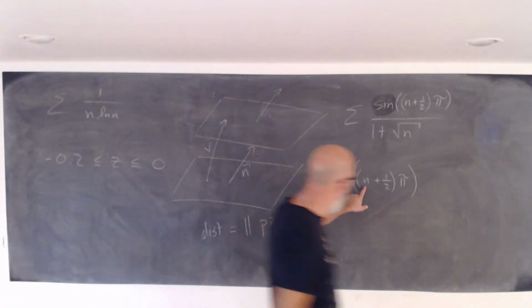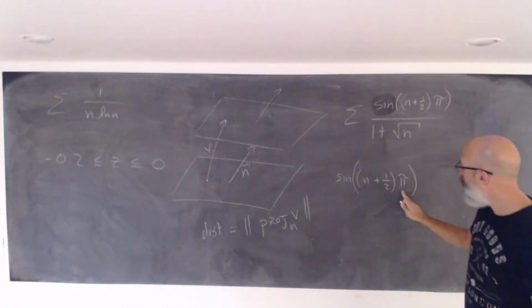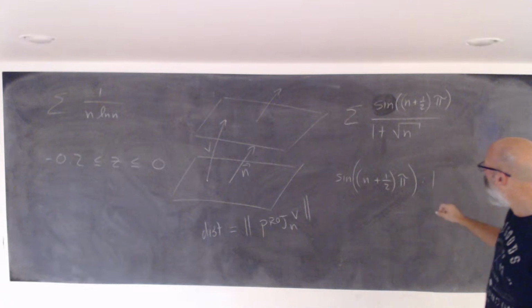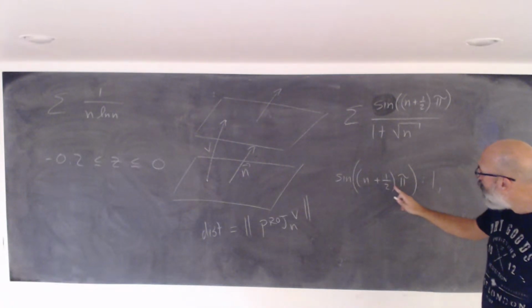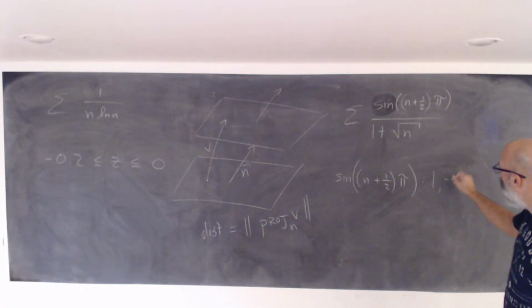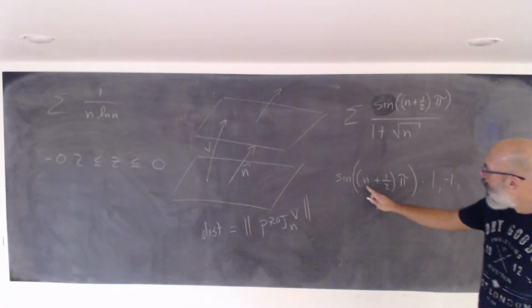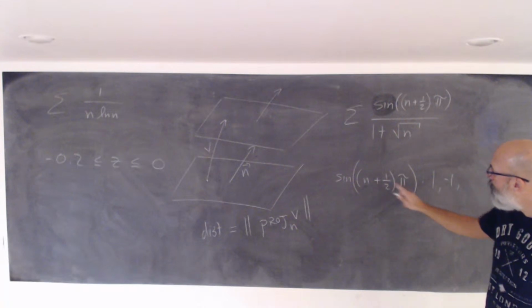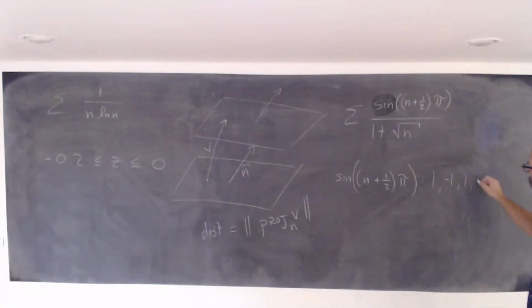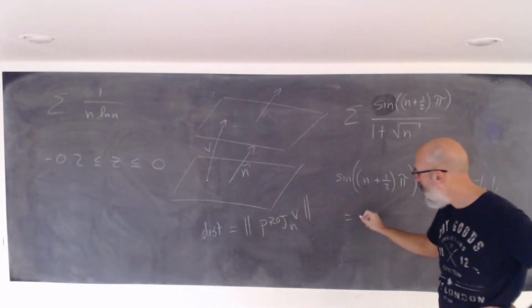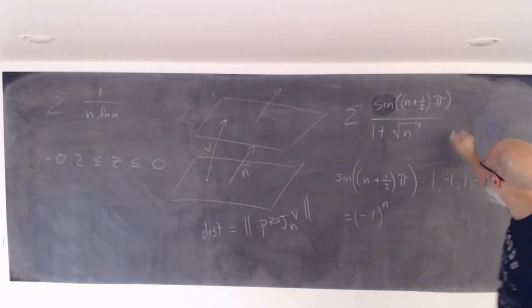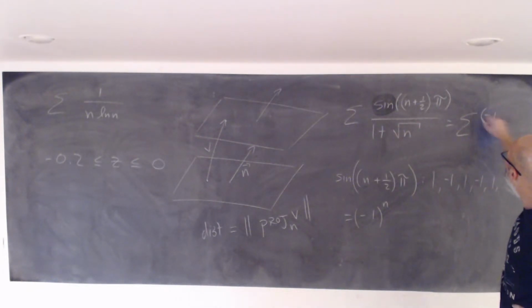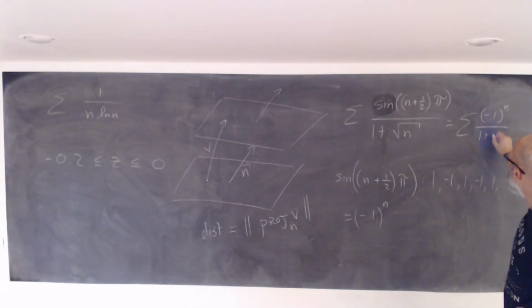When n is 0, this is sine of pi over 2, which is 1. When n is 1, this is sine of 3 pi over 2, which is -1. When n is 2, this is sine of 5 pi over 2, which is 1. And you see what's happening, right? This is actually the same as -1 to the n. So this series is really the sum of -1 to the n over 1 plus root n.